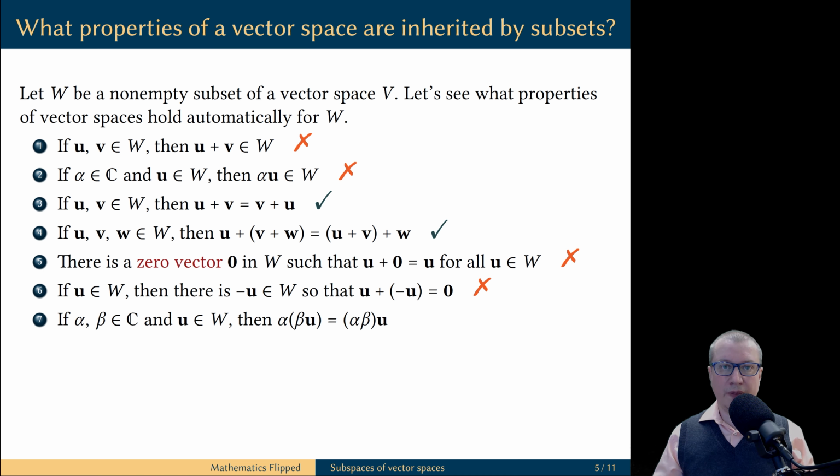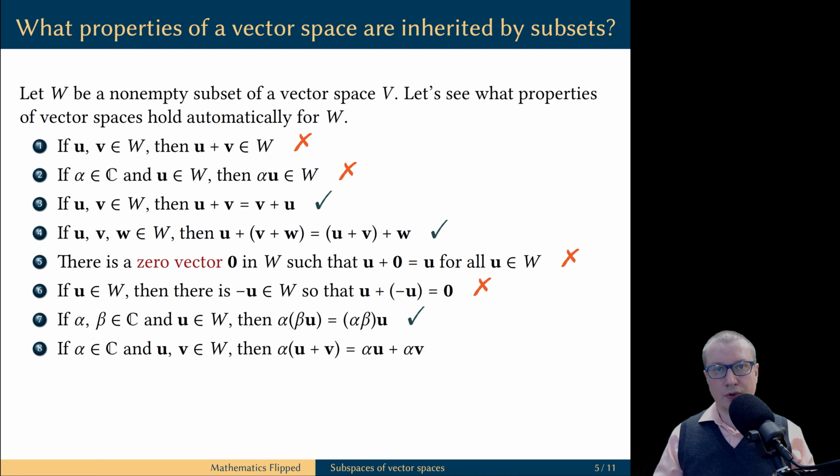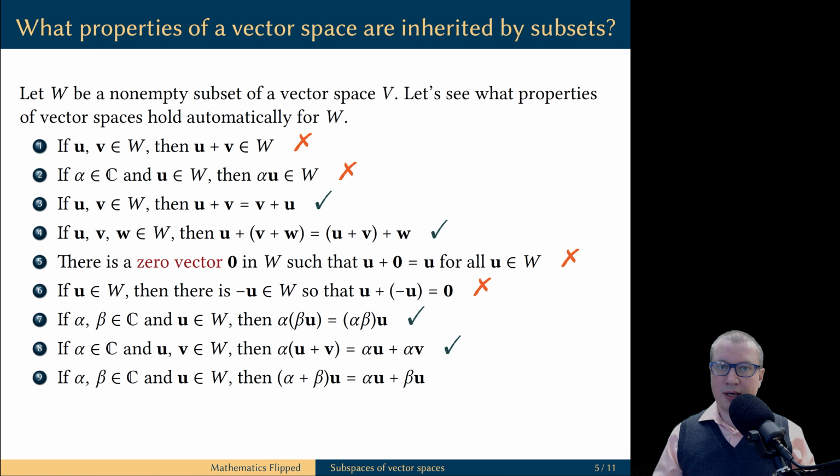Next, we know that this property holds for all vectors in the vector space V, therefore it also holds for all vectors in the subset W, so this property does transfer. This property holds for all vectors in the space V, therefore it also holds for all vectors in W. Same idea for the next property. It holds for all vectors in V, therefore it holds for all vectors in W. Finally, this property also holds for all vectors in V, therefore it holds for all vectors in W.